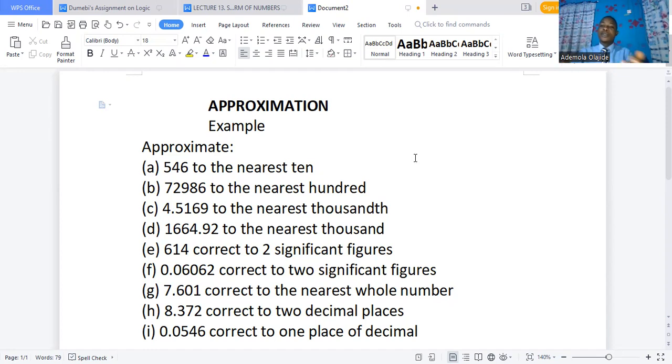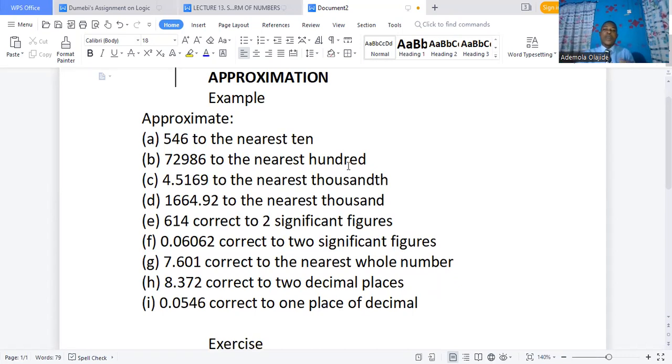After all, in the country today, we know that it is hard or virtually impossible to find something that you can buy with a kobo. So here we have different forms of approximation that I want to quickly consider. We have the aspect that we call significant figures. We have nearest 10, nearest 100, nearest 1,000. We have whole number. We have decimal places. We have talked about significant figure and so on. So I want to quickly run through them.